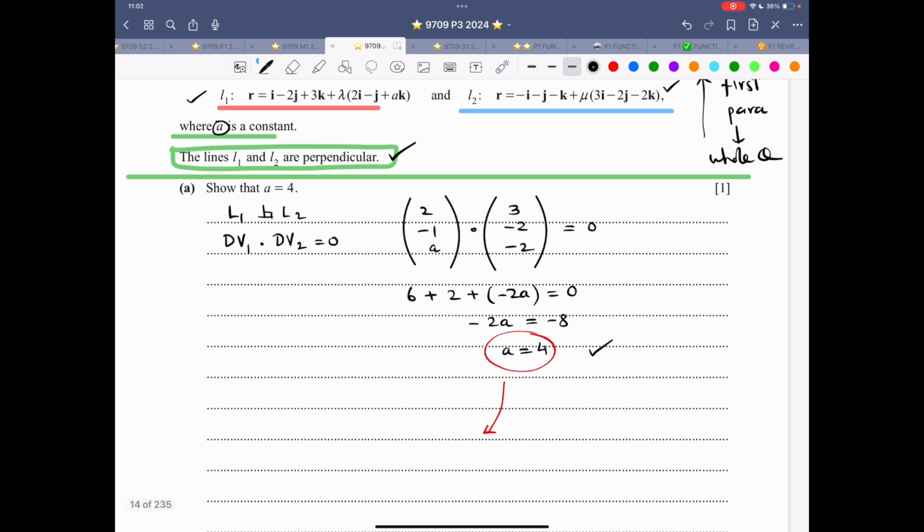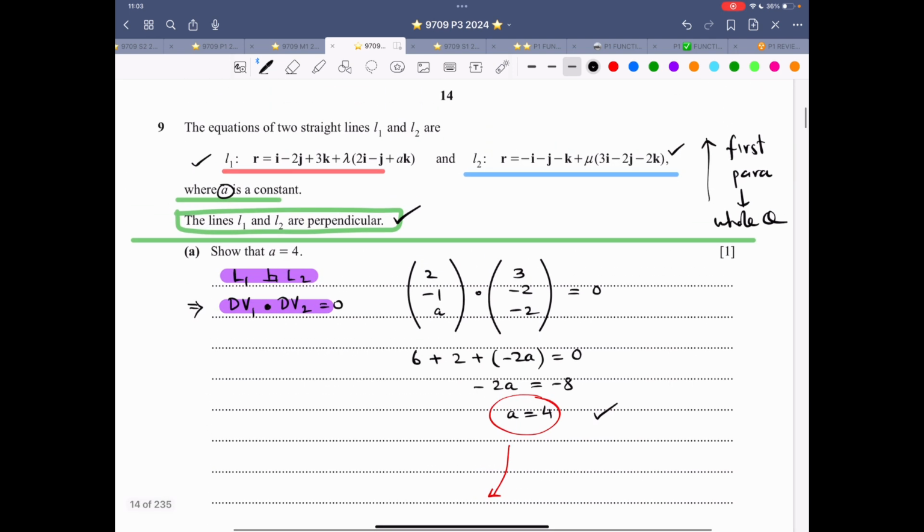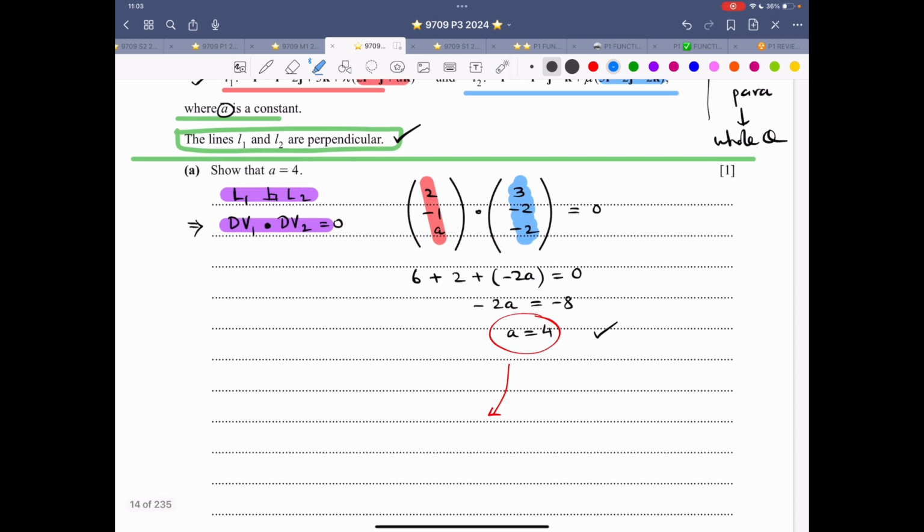First thing, show that a is equal to 4. So what is the knowledge over here? The knowledge that we use is this thing. If two lines are perpendicular, then the dot product of the direction vectors should be 0. So therefore, we choose this one. Let me just use the color. This is the first direction vector, 2, minus 1 and a, just the coefficients. And this is the second direction vector, that is 3, minus 2 and 2. We do the dot product, we find the value of a. A comes out to be negative 4.